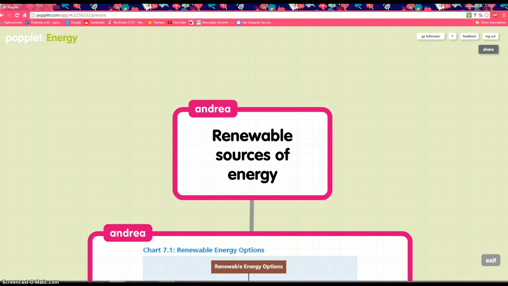Renewable sources of energy can be replaced naturally in a short period of time. Traditional examples of these energy sources are sunlight, wind, and water. There are some newer sources of renewable energy, such as biomass, which uses plants and other biological matter to produce energy. Okay, we finished with this mind map. Let's move on to the second mind map.